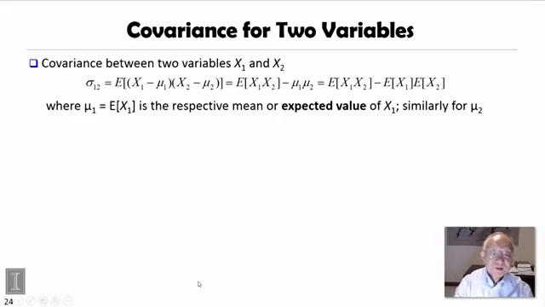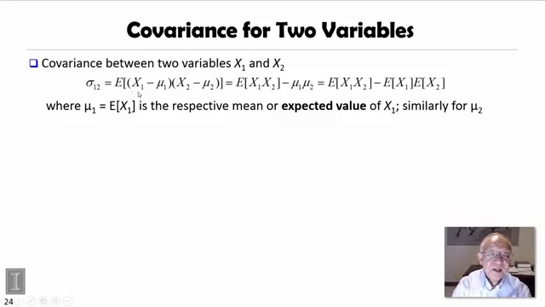Now we introduce covariance for two variables. Once we get two variables, x1 and x2, we want to see how these two variables change together, whether they are going up together, going down together, which would be the positive covariance. Okay. Let's look at the definition.